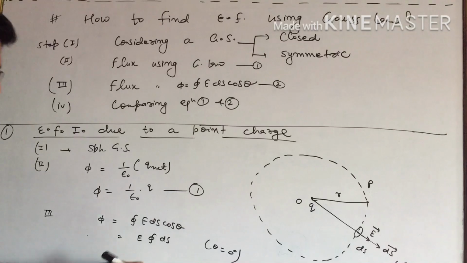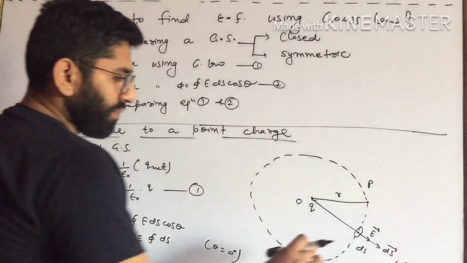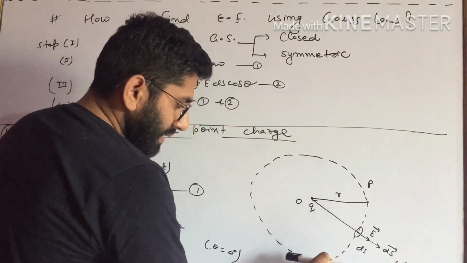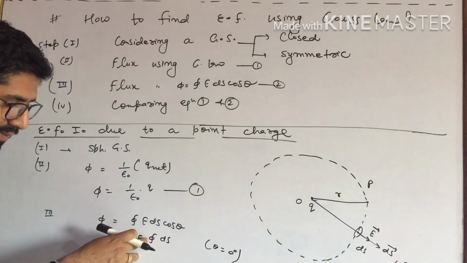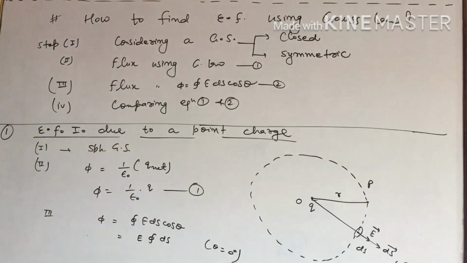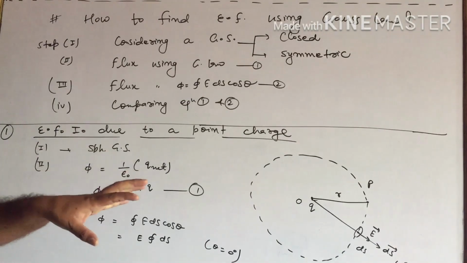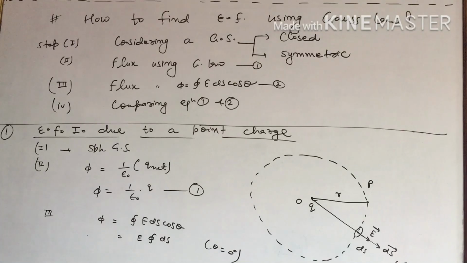Integral dS means what? dS plus dS plus dS plus dS, and this closed circle tells us that we have to consider it for the whole sphere. So we'll get the surface area of the sphere, which is 4 pi r square. So this flux will be E into 4 pi r square. This is equation number 2.